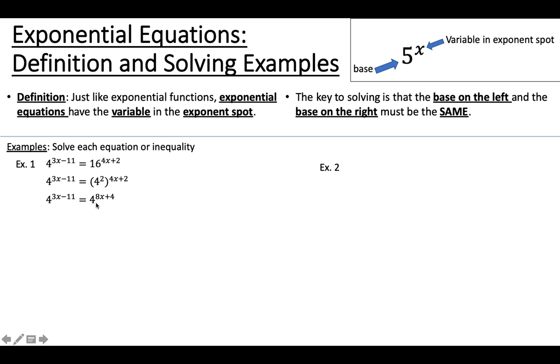And so now that our bases are the same, we can essentially just ignore them. They're the same, so why even bother with those? So we're just going to bring down the 3x minus 11, just the exponent, just drop the 4, and also bring down just this 8x plus 4 over here. Okay, just get rid of that base. Now we just took one exponent equals the other exponent. Okay, so now we're going to go ahead and solve this equation.